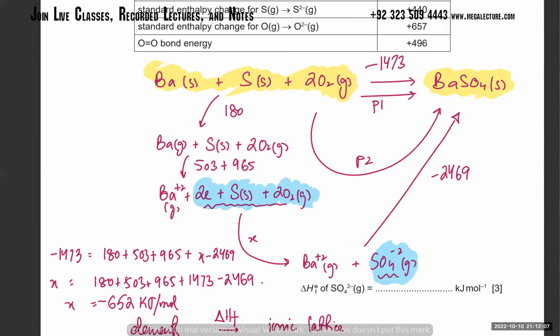Which ion positive? I think the lattice energy is negative 2469. When you send that to the other side, it will become positive. So that's why I also got minus 652.